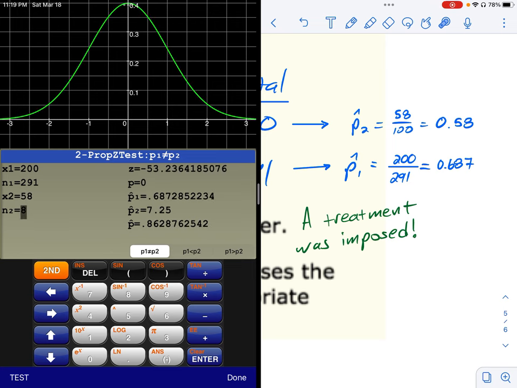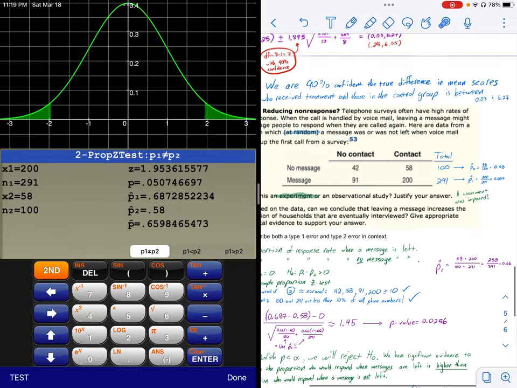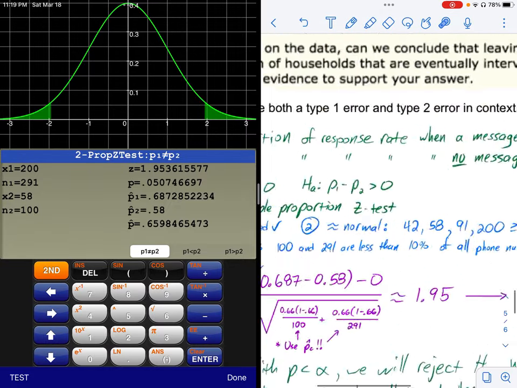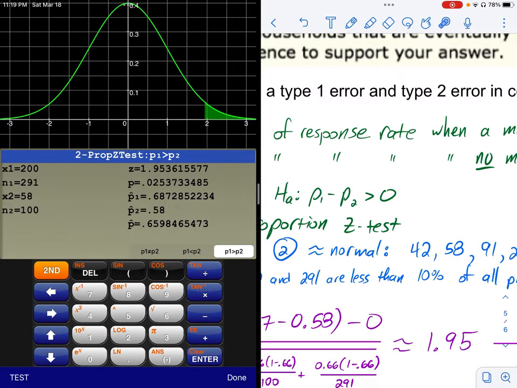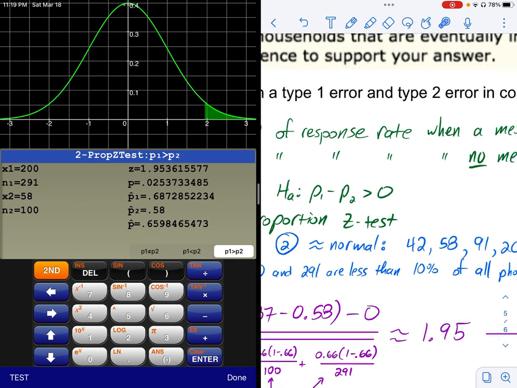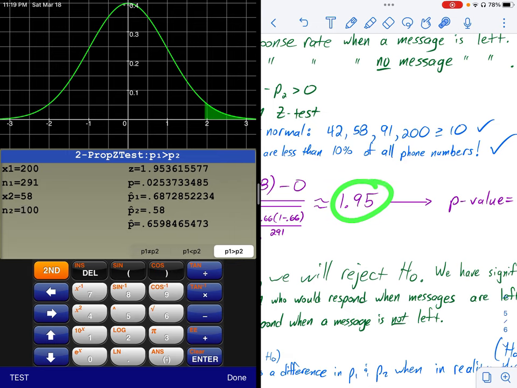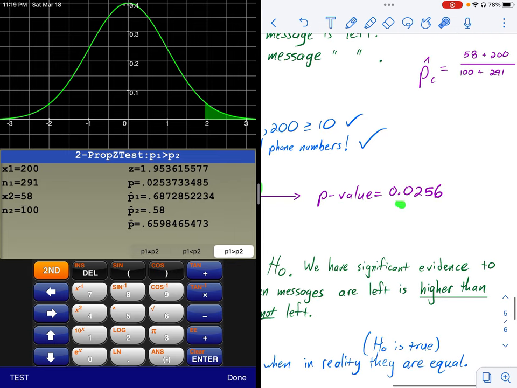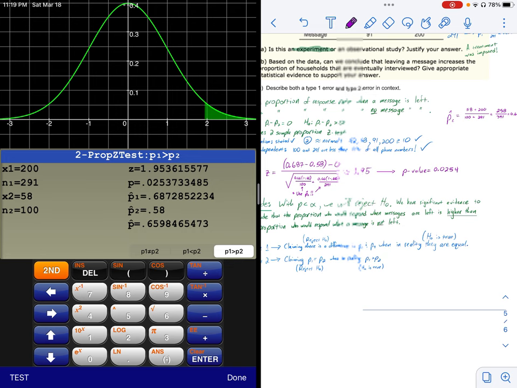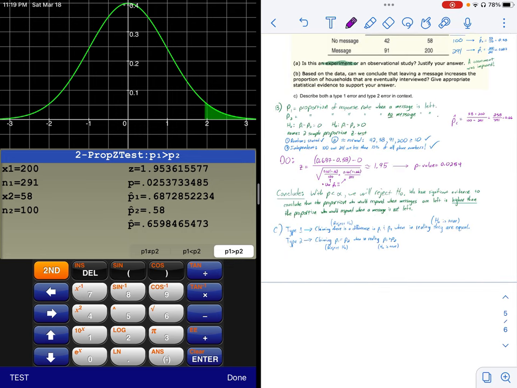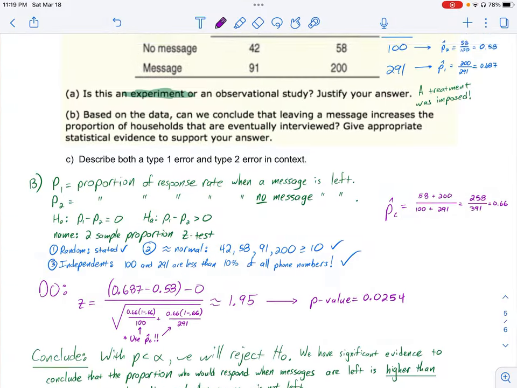And then 58 out of 100. And my test was which way? It was a greater than test. Swoop. So it's only one-sided. And there's my z, 1.95. My p-value that matches that, 0.0254. Okay, very small. So because it's so low, we're going to reject the null.